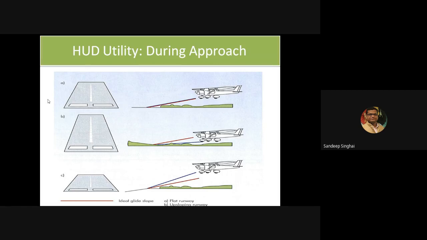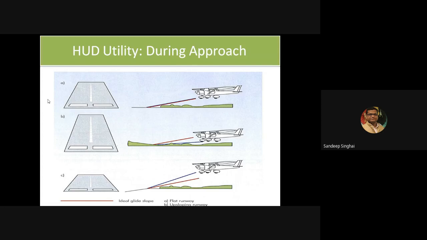Whenever the aircraft is approaching the runway, it basically glides through at a constant speed. It is neither accelerating nor decelerating. In the case of a flat runway, as per the visual judgment of the pilot, there are chances that his actual glide slope will overlap the ideal glide slope, and he will be able to touch the airstrip at the point where it is actually required. However, scenario B is an upsloping runway. When you observe that upsloping runway visually from a distance, there are chances that the path on which you glide to the touch point is lower than the ideal glide slope.